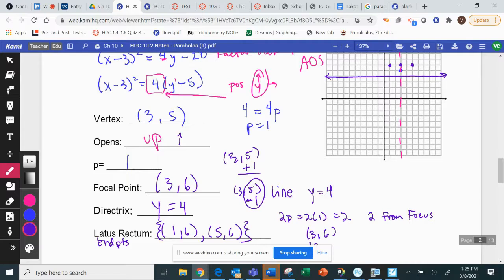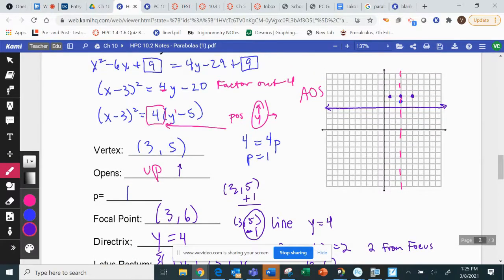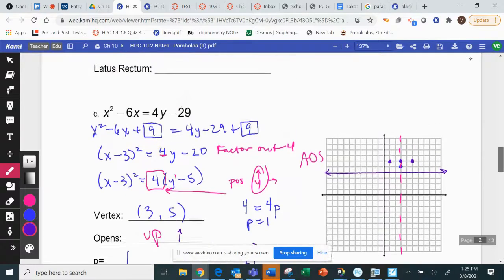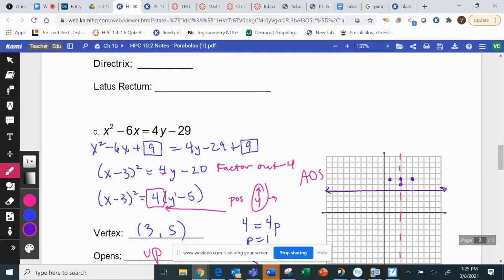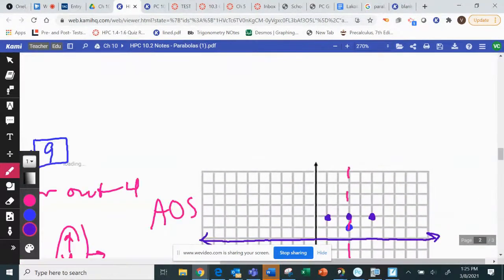Make y 0, and then you solve to find the x-intercepts. But somebody was like, there aren't any. Because if it opens up and it starts way up there, we're not going to have any for this one. What about the y-intercept? Make x equal 0. So let's find the y-intercept.